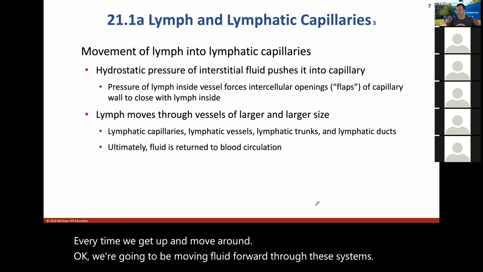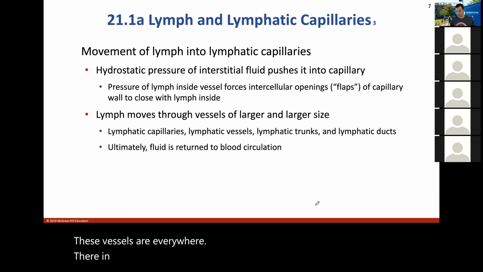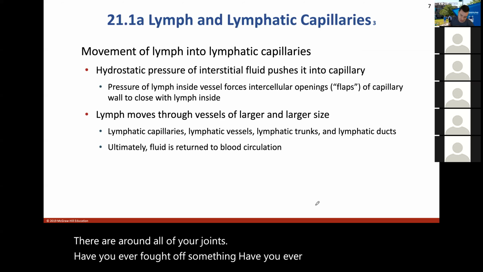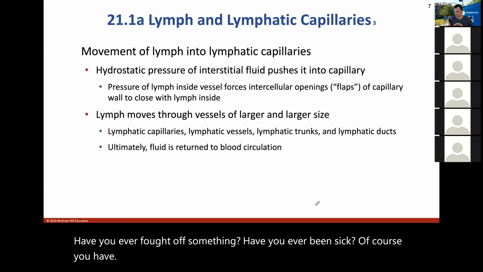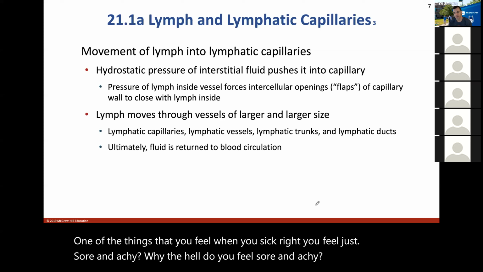These vessels are everywhere. They're in your legs. They're around all of your joints. Have you ever fought off something? Have you ever been sick? Of course you have. One of the things that you feel when you're sick, right? You feel just sore and achy. Why do you feel sore and achy? Well, your body's fighting off something.